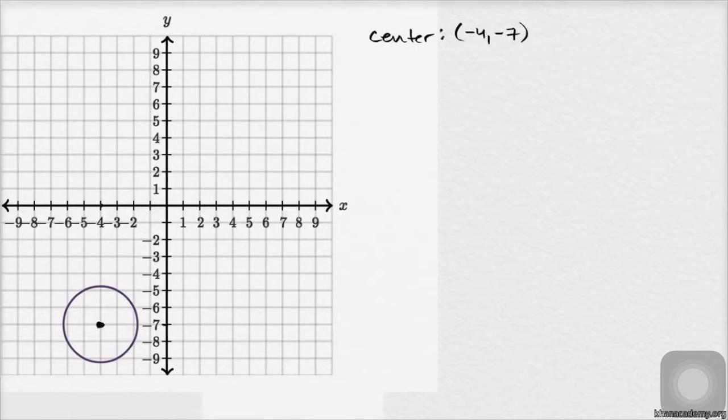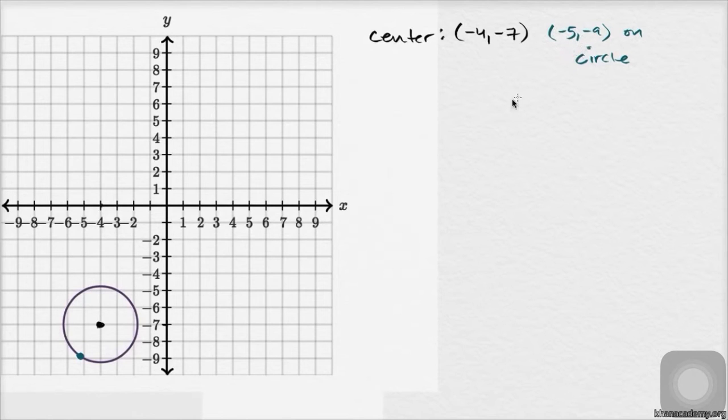Now let's say on top of that, someone were to tell us that this point, -5, -9, is also on the circle. So -5, -9 is on the circle. So based on this information, the coordinate of the center and a point that sits on the circle, can we figure out the radius?